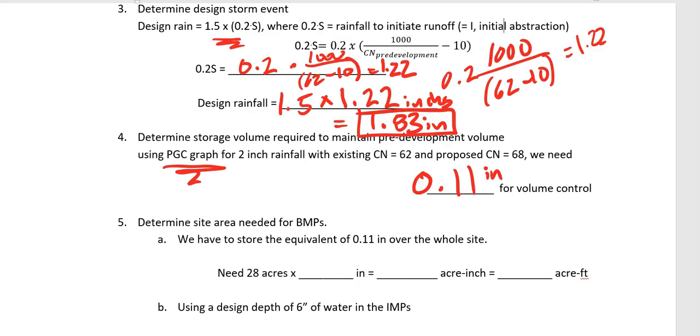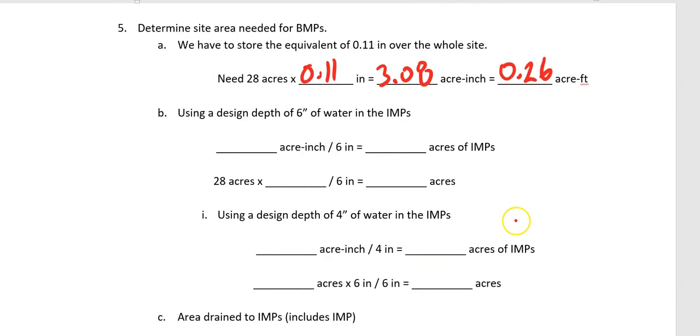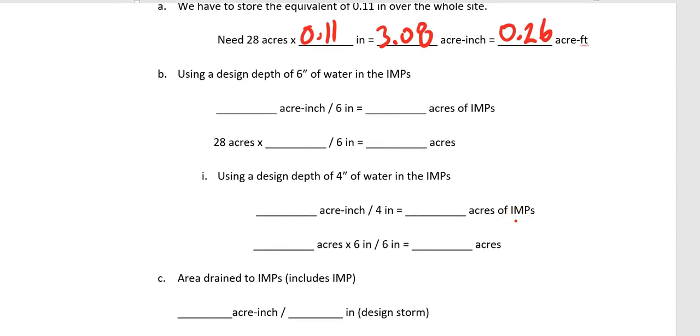For 28 acres, we have to collect 0.11 inch. That equals 3.08 acre-inches. Divide that by 12, that gets 0.26 acre-feet. So we have to store 0.26 acre-feet of water. Where do we store it?